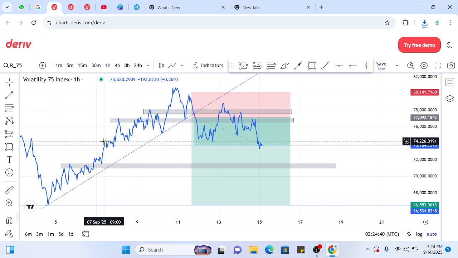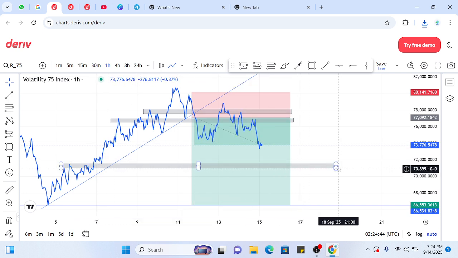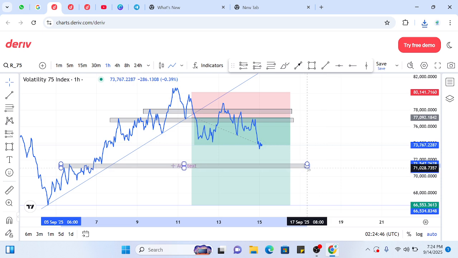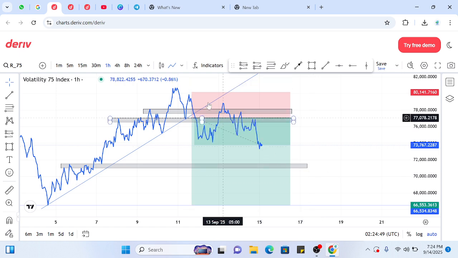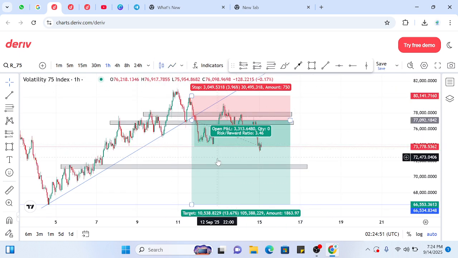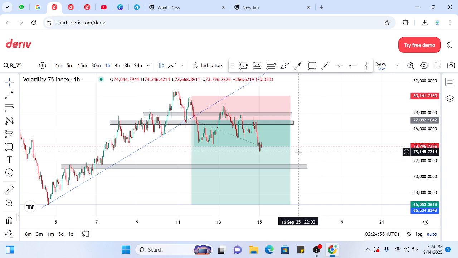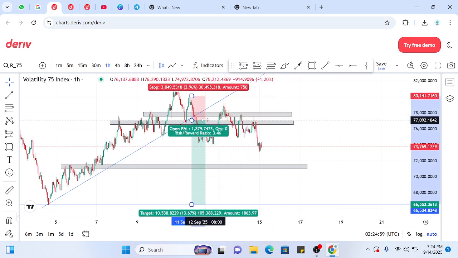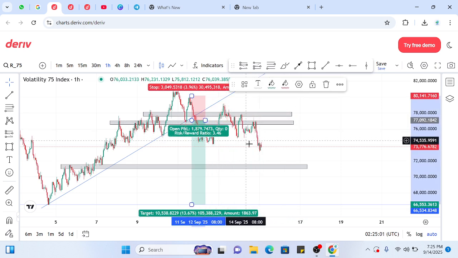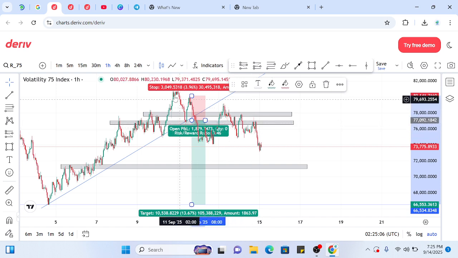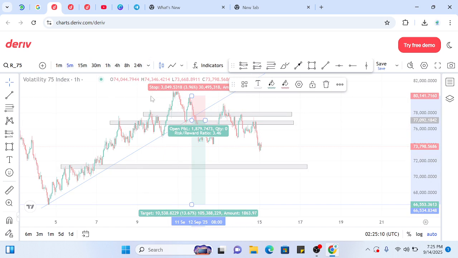I really don't like this point and this point, so I'll avoid that, just because it's not a strong level for me. And that is that. Going down to this time frame, because we are in the market at the moment, I would shift this a little bit here. We want to understand what we should be anticipating now, so let's go to the 5 minute time frame.